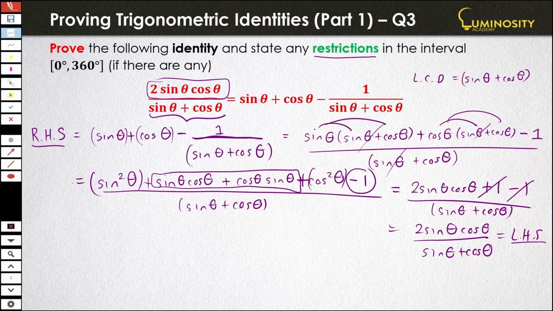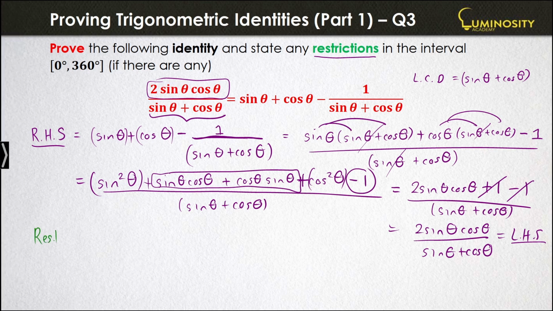Okay, what about restrictions? So what do we mean by restrictions, and more so inside that given interval? Well, let's think about this. The left-hand side and the right-hand side both have fractions. And what do we worry about when it comes to fractions? Division by 0. Okay, because division by 0 is undefined.